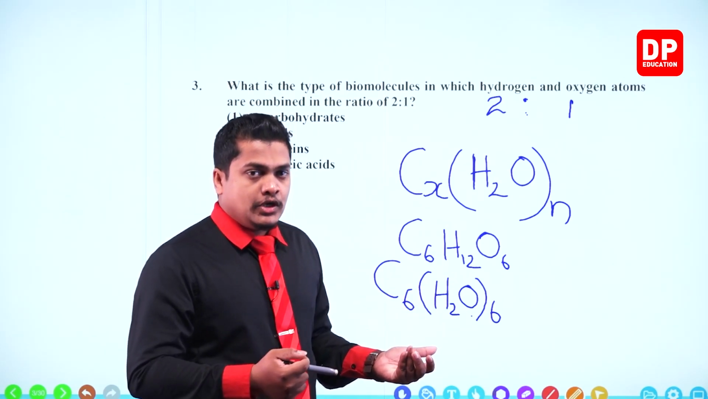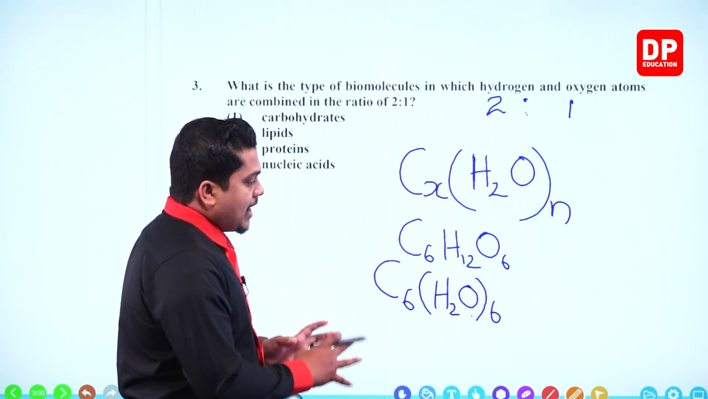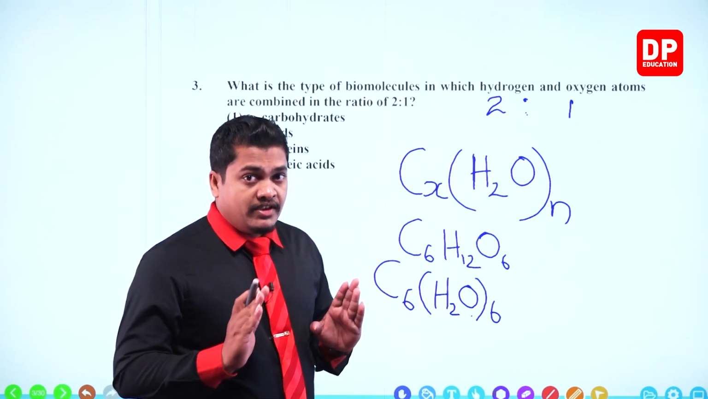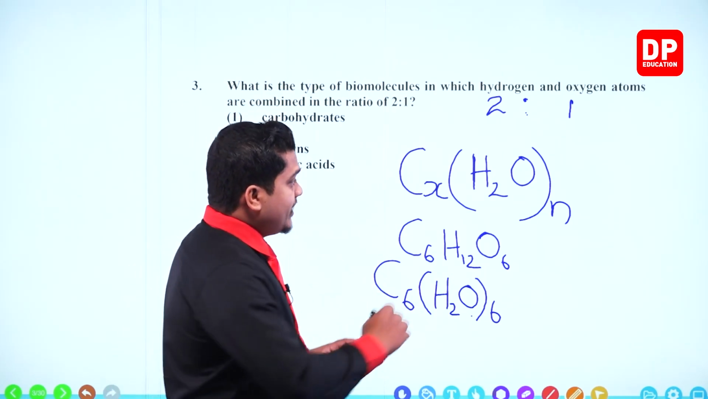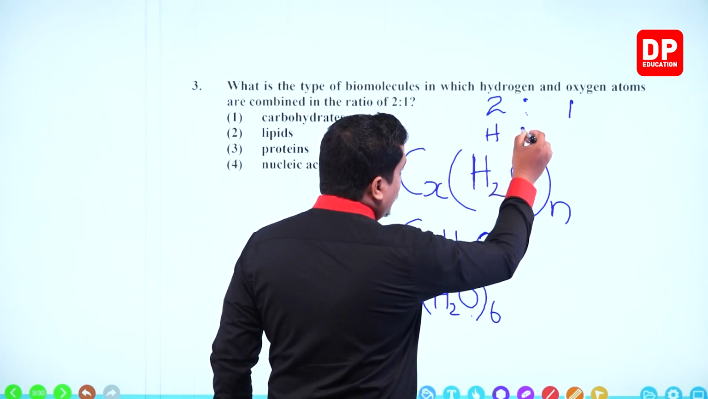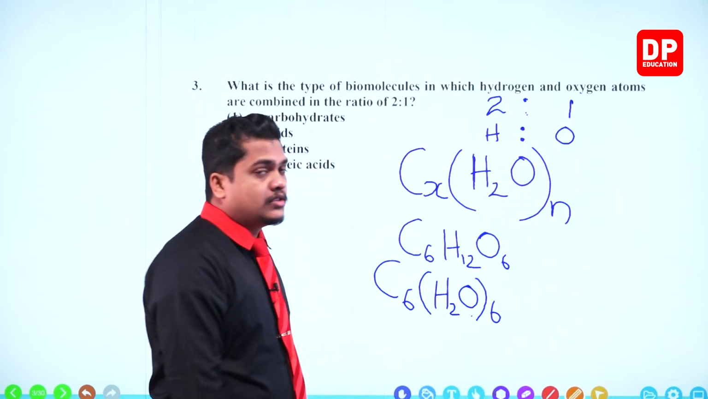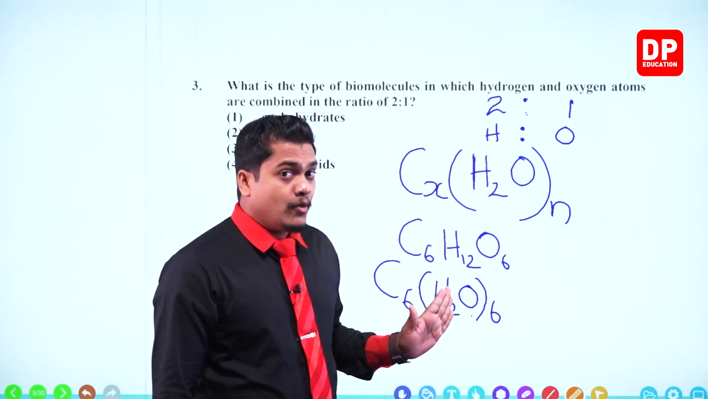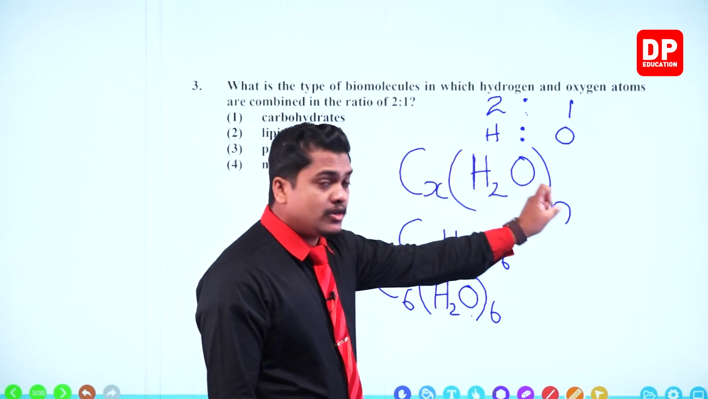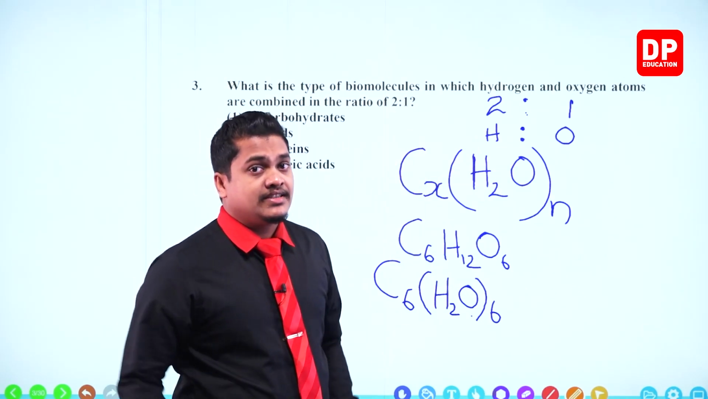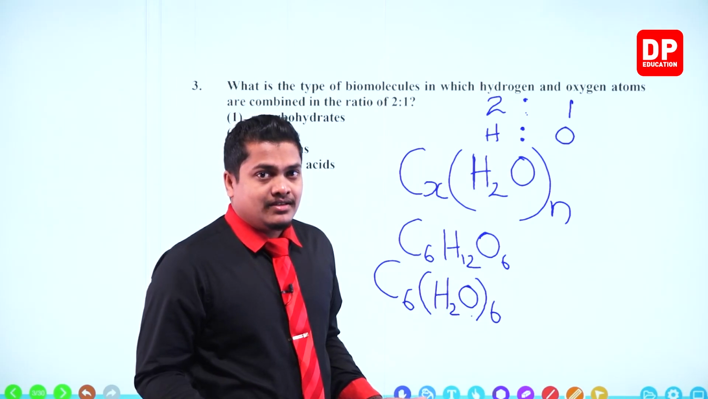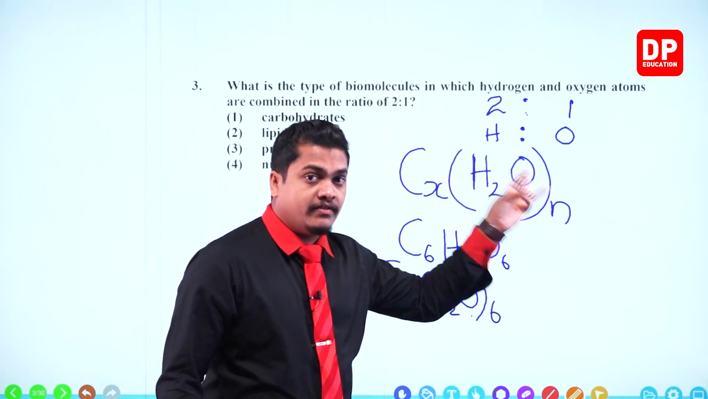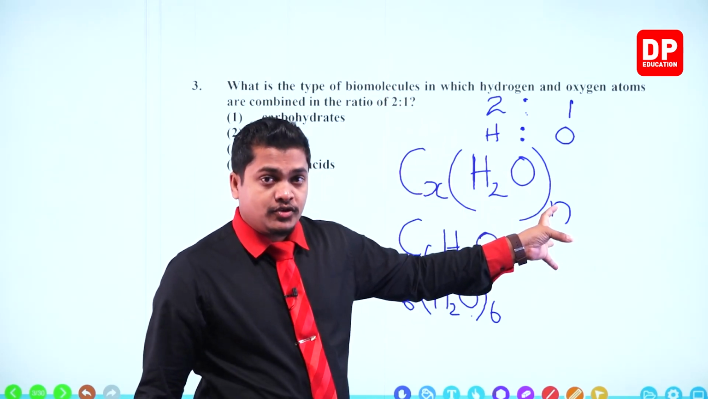So, my dear children, within carbohydrates, always remember the ratio between hydrogen and oxygen is always 2:1. In simple terms, a carbohydrate is created by bonding water molecules to carbon atoms. That's how a carbohydrate is created, right? So we can write a carbohydrate like Cx(H2O)n, n times H2O.